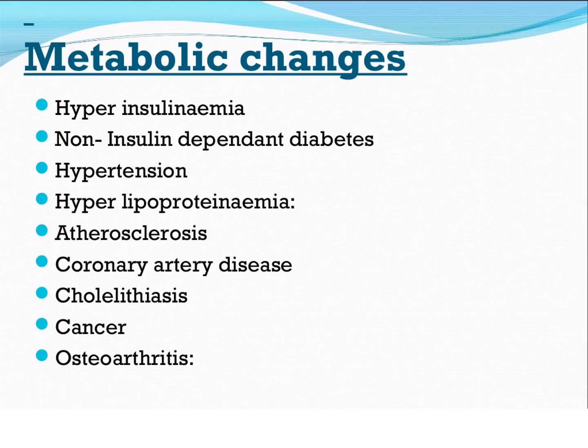So some of the metabolic changes that occur when someone is chronically living under obesity are hyperinsulinemia, non-insulin dependent diabetes as well as hypertension, hyperlipoproteinemia, atherosclerosis as well as coronary artery disease, cholelithiasis as well as cancer, and you could develop osteoarthritis as well.